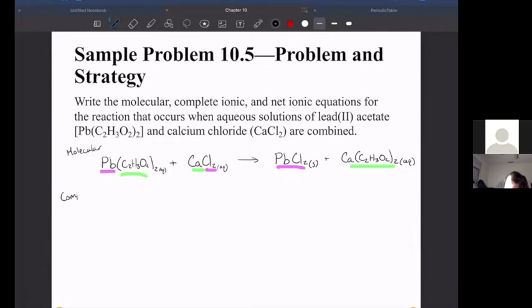Now I need the complete ionic. This is where I'm going to break apart all of my aqueous compounds. So lead will become a lead-2 ion. And my acetate will become acetate ions. C2H3O2-1, I have to put a 2 out front here because there were 2 in my compound there. I have to indicate that with the coefficient 2. I'm not going to leave it back here. I have to move it out front, because that's telling me that I have 2 acetate ions.